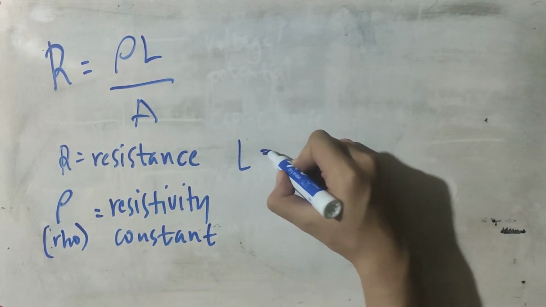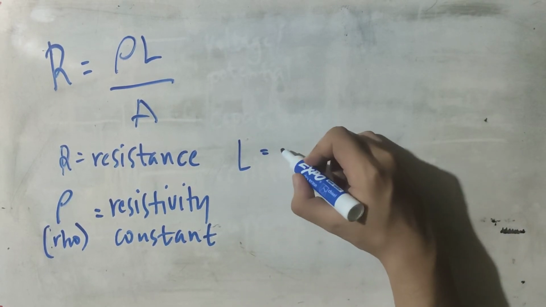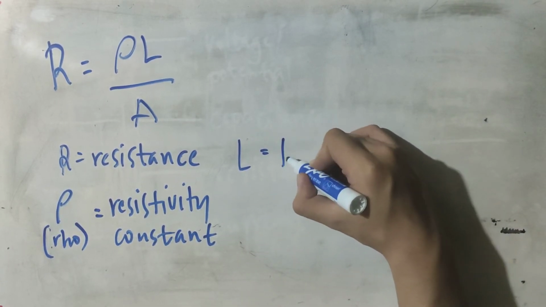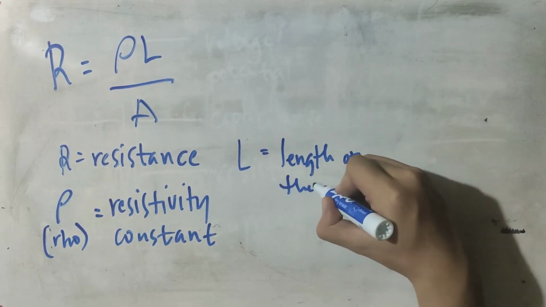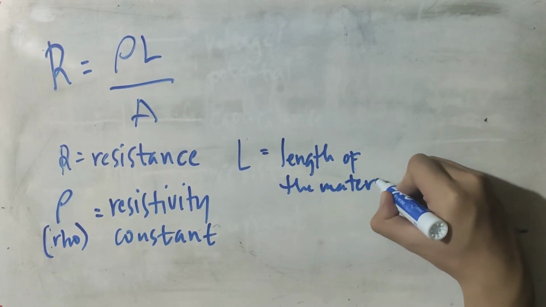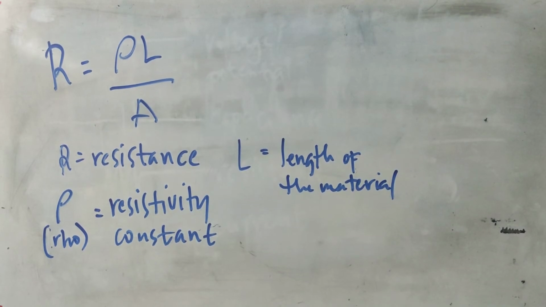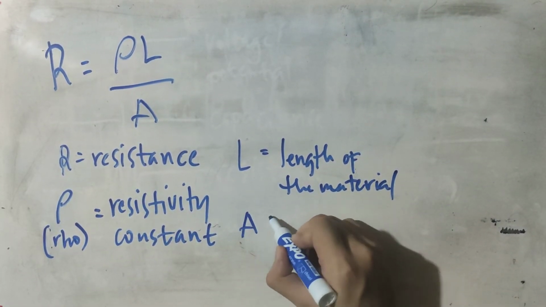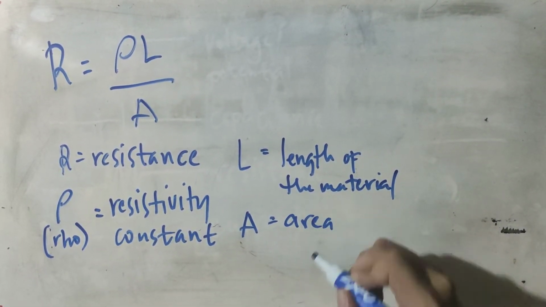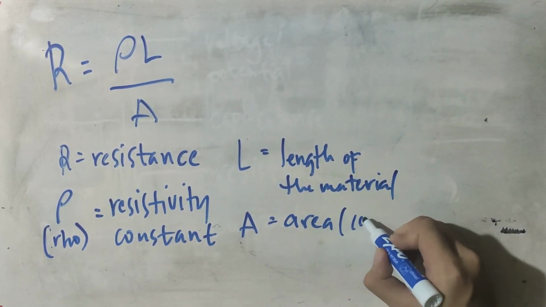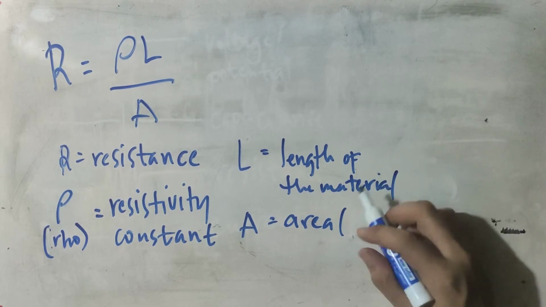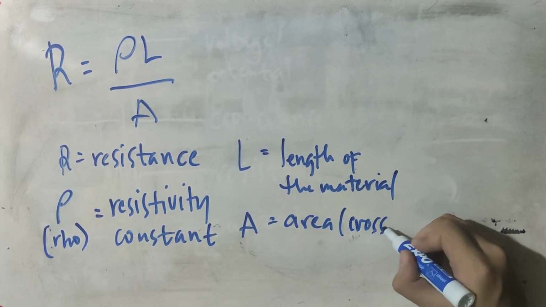L is capital L, the length of the material. Then of course we have A, that's the area. This is the cross-sectional area, since we're dealing with three-dimensional surfaces.